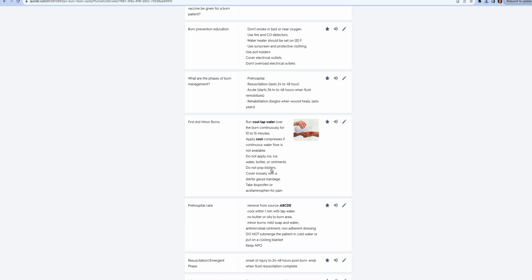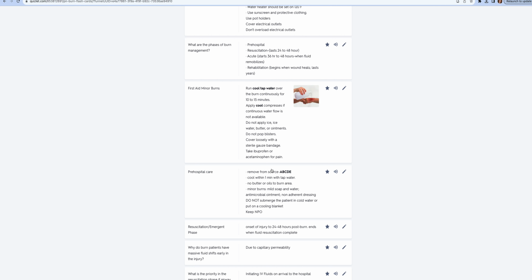You're going to apply cool compress if continuous water flow is not available, but that's not the preferred method. Don't apply ice, water, butter, or ointments, and don't pop blisters. Cover loosely with a sterile gauze bandage. Take ibuprofen or acetaminophen for the pain. All right, so that's really important.